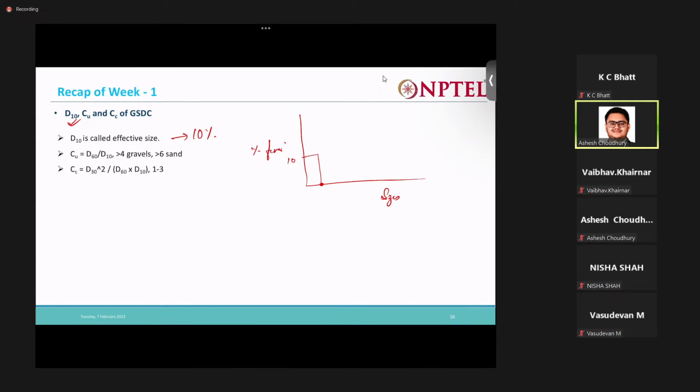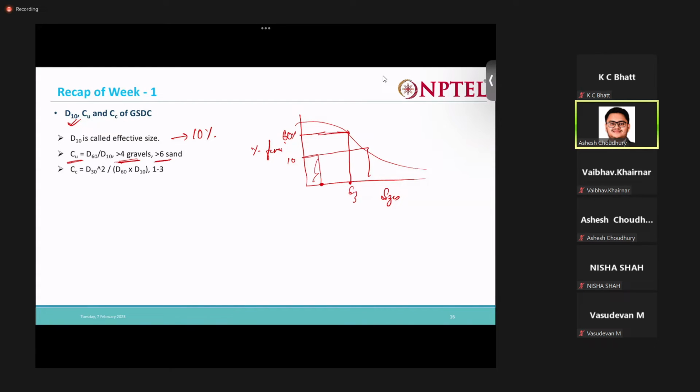Then you have the coefficient of uniformity. So you have some curve like this, and from 60% you will get some size, that is your D60 size. Then D60 by D10 will give you the coefficient of uniformity. If the coefficient of uniformity is greater than 4, that means your soil is uniformly graded for gravels, and for sand it should always be greater than 6.